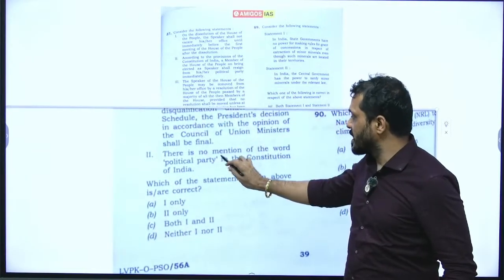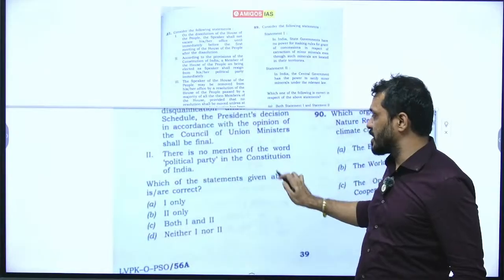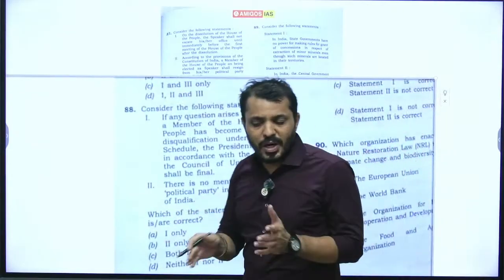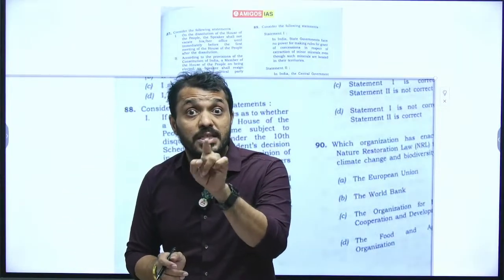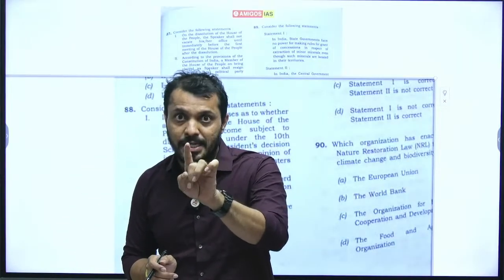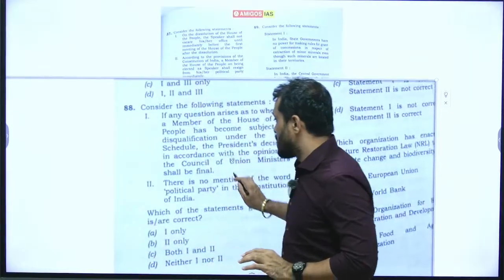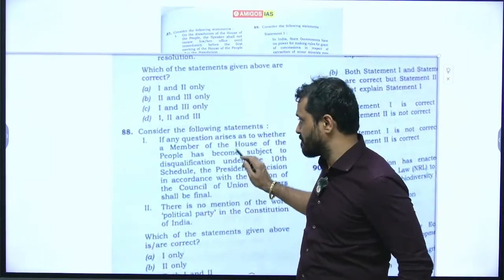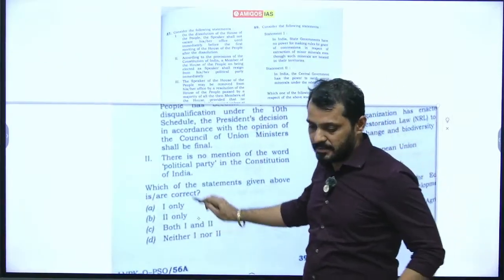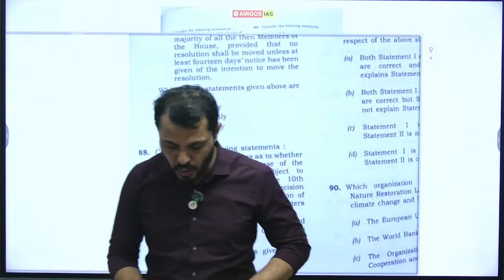Statement number 2, there is no mention of the word political party in the Constitution of India. Of course, the word political party is nowhere mentioned in the Constitution. Political party is only mentioned in the Representation of People's Act, not in the Constitution. So, the second statement is correct. So, 88, 2 only. 88 is B, 2 only.